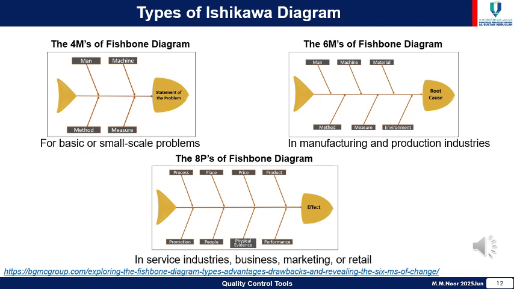So what do the 6 M's mean? The first M is manpower, and then machinery, materials, methods, measurements, and mother nature, or we call it environment. The last one is the 8 P's of fishbone diagram. It is also used in service industries, business, marketing, or retail. So what is the meaning of these 8 P's? The first P is procedures, the second one is policies, place, product, people, process, price, and also promotion.